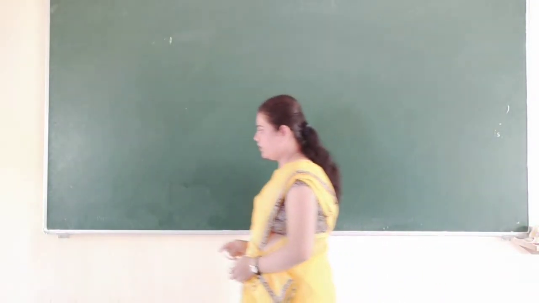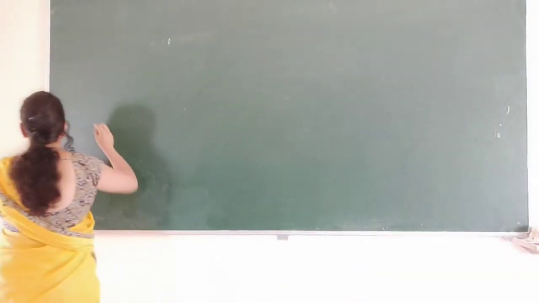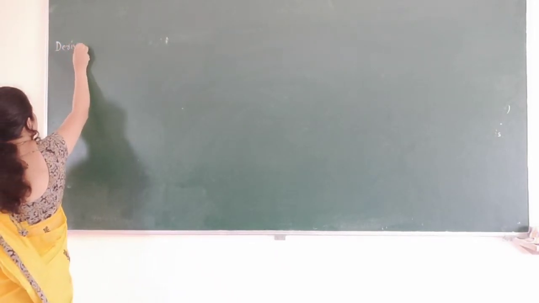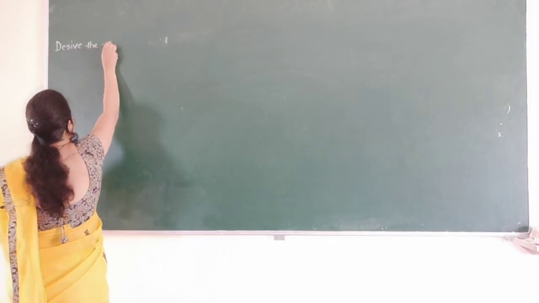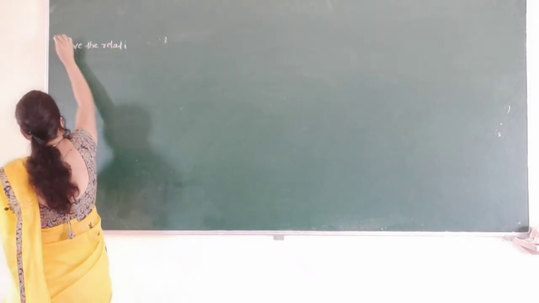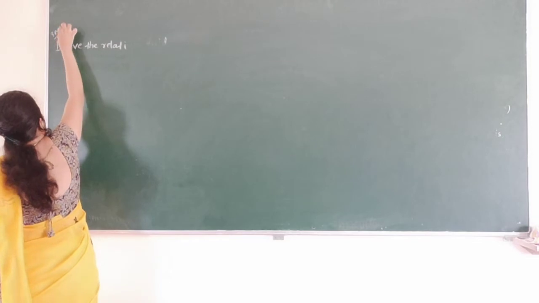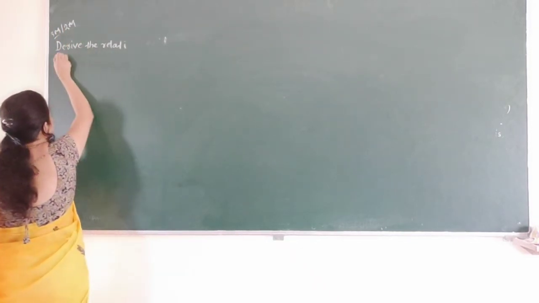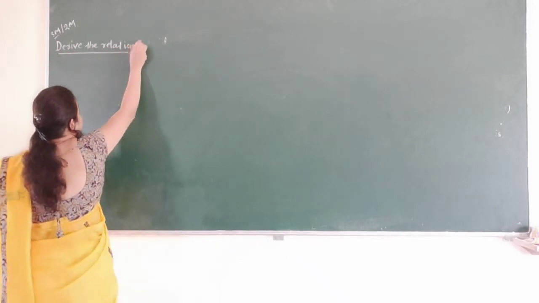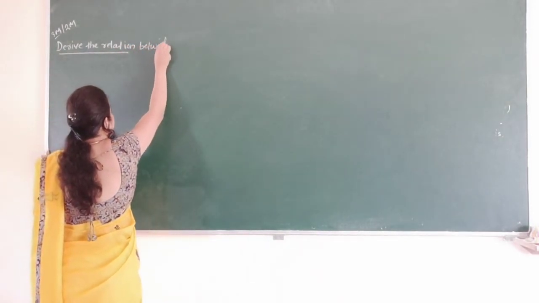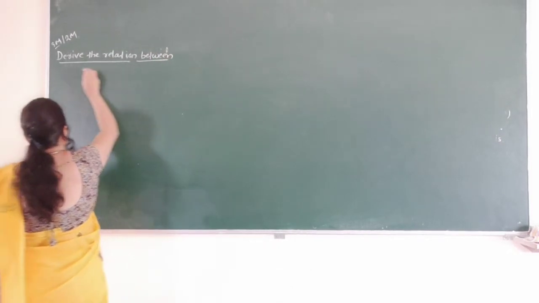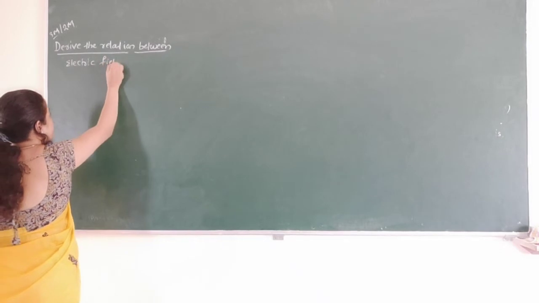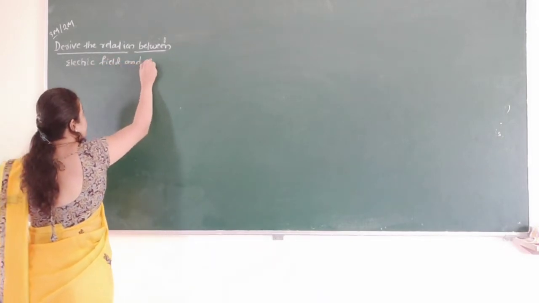Now, derive the relation between electric field and electric potential. For 3 marks compulsory, or for 2 marks they may only ask for the equation and symbols. Derive the relation between electric field and electric potential.